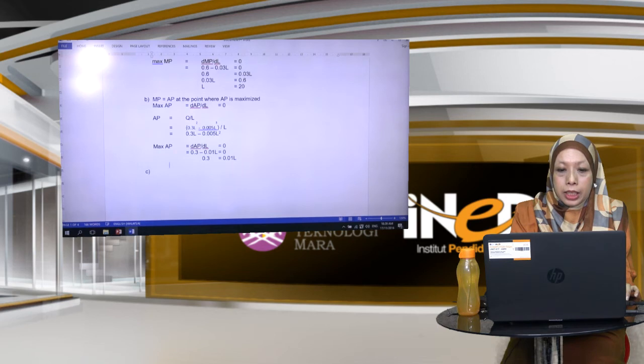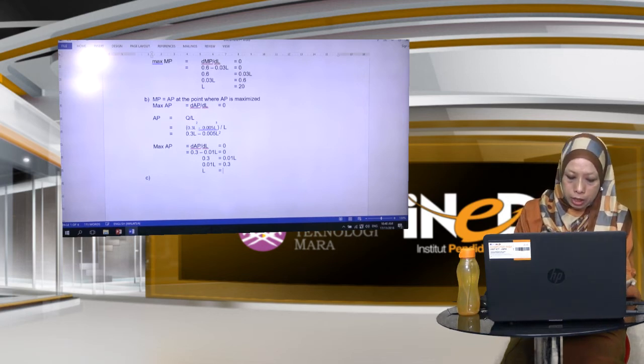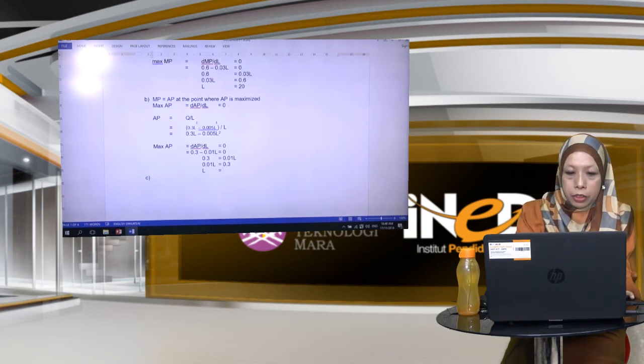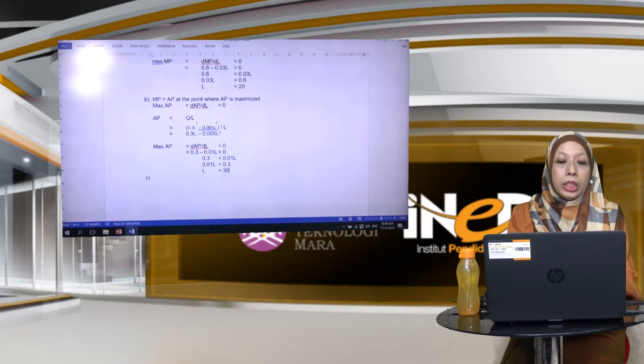Okay, so this can also be written as 0.01 L equals 0.3. So L is going to equal 0.3 divided by 0.01, and that will give you 30 units. So if you want to maximize average product, the labor should be 30.